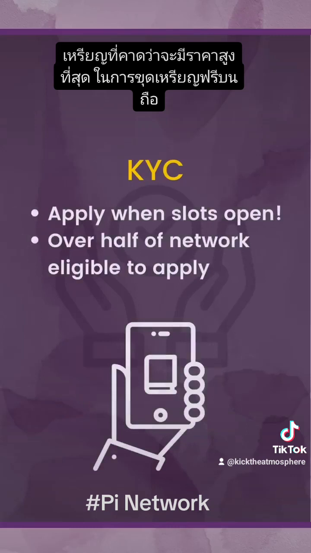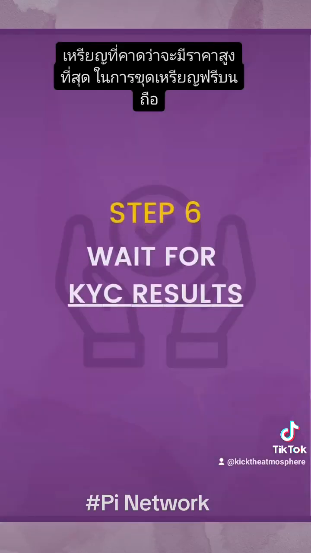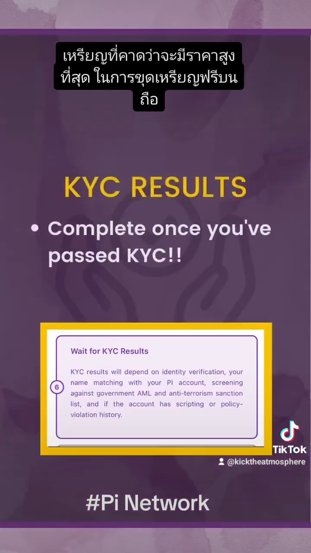Please submit your KYC application on the Pi KYC app as an application slot becomes available to you. Currently, slots are open to more than half of the network, and more work is being done to enable the rest of the network to receive KYC invitations. Step 6. Wait for KYC results. This step will be complete once your KYC application has been successfully verified.